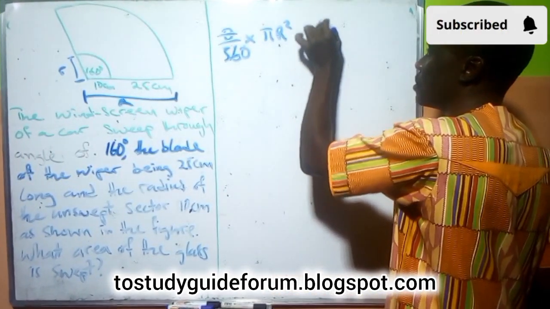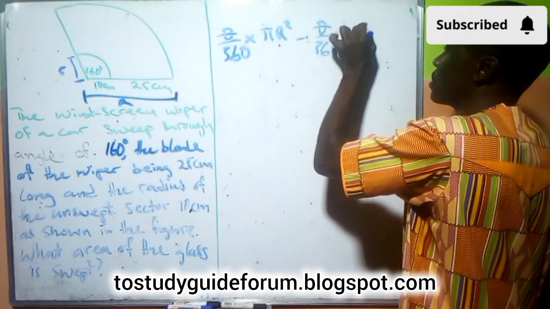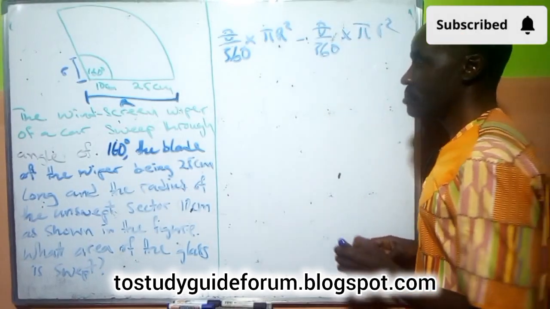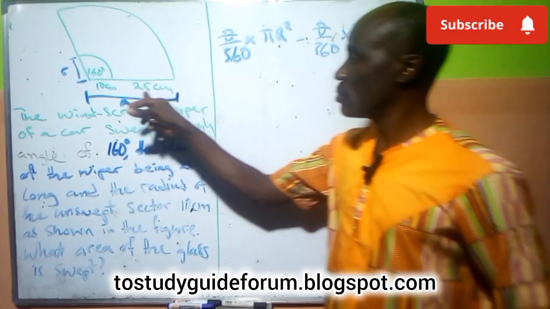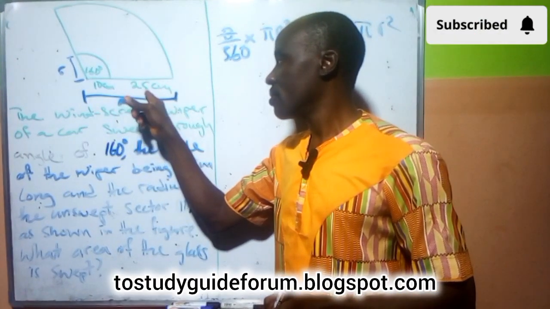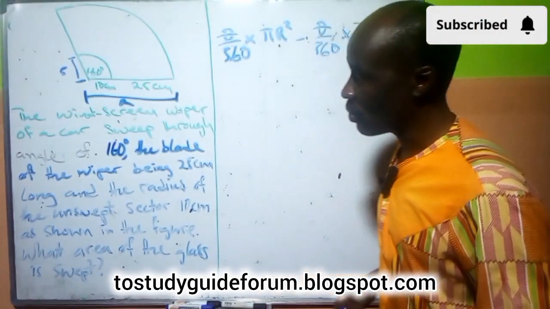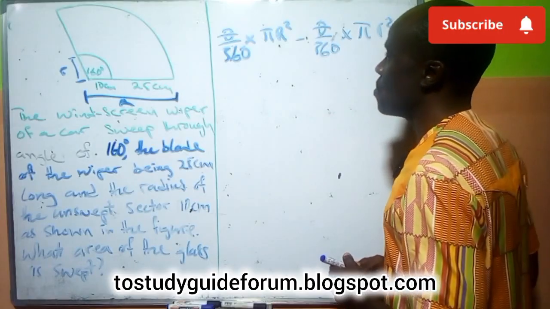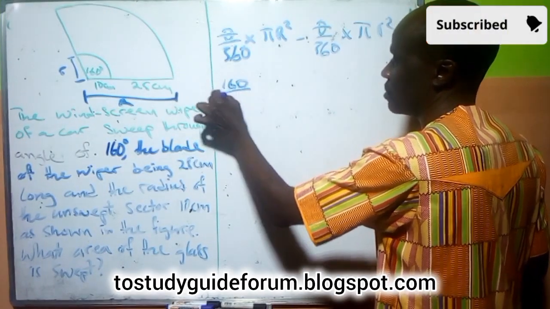We have theta over 360 times pi r small. So what are we doing? When we add up these two together, we get the big R, which, if we add it up, is 35 cm. So what are we going to do here? They have the same angles.